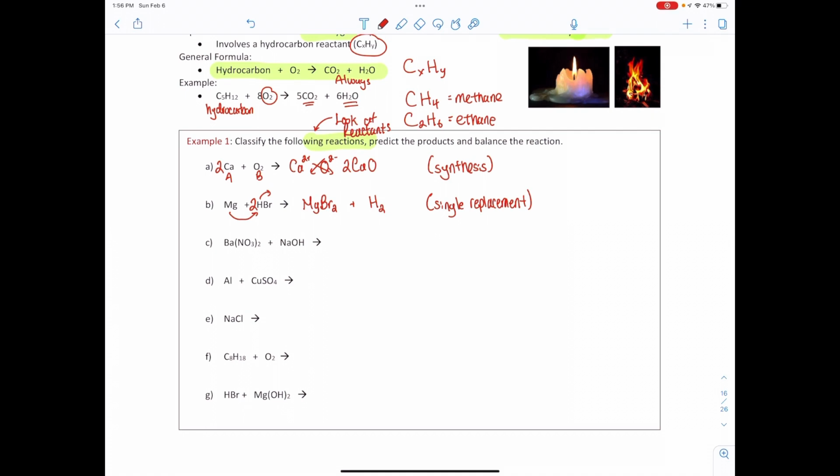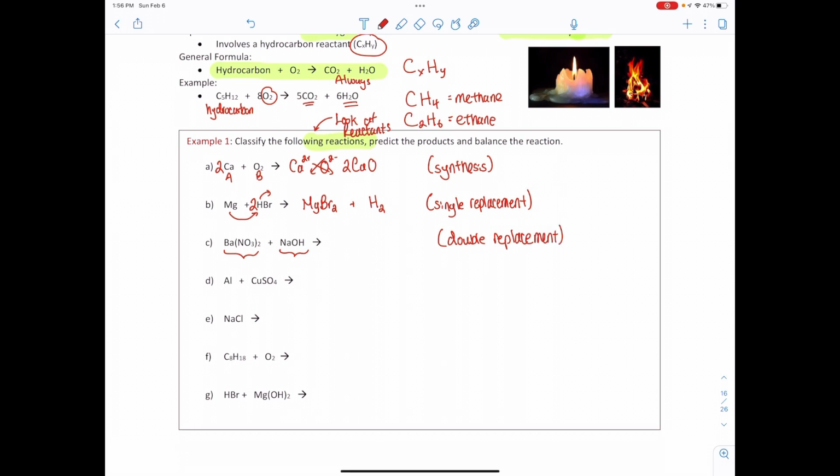Example C, I have barium nitrate reacting with sodium hydroxide. It looks like I have a compound here and another compound here. And so when I have two compounds reacting with each other, this is going to be a double replacement reaction.